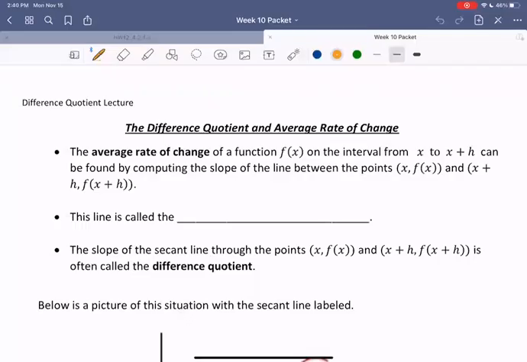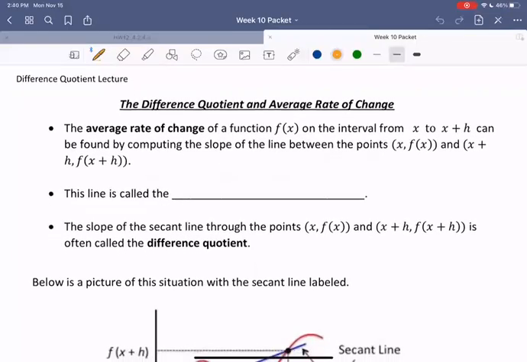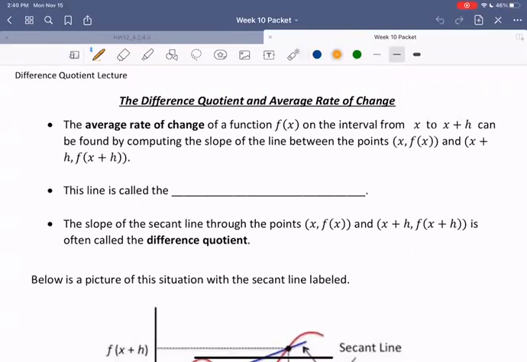Hello, everyone. In this video, we're going to learn about the difference quotient and rates of change. So in this first part of the notes, we just have some definitions. The first definition is the rate of change of a function.